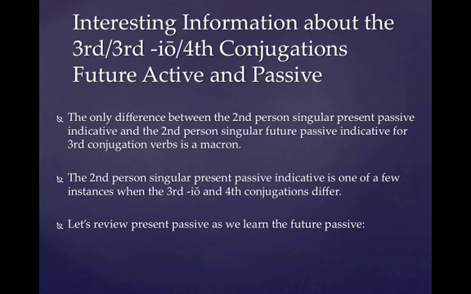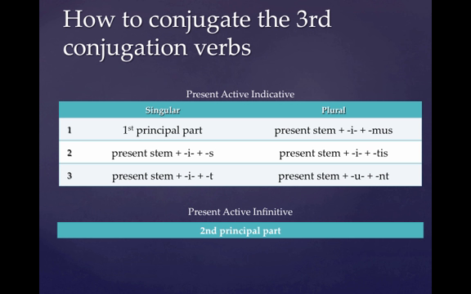Now, with that having been said, let me give you some information. What this means in practice is that the only difference between the second person singular present passive indicative and the second person singular future passive indicative for the third conjugation is a macron. So that macron in the future is a very important macron, and I'll emphasize that when I show you the charts. The second person singular present passive indicative is one of the few instances when the third io and the fourth conjugations don't look identical. And as we go along, I'm going to review the present passive as you learn the future passive, just to be able to emphasize some of these differences.